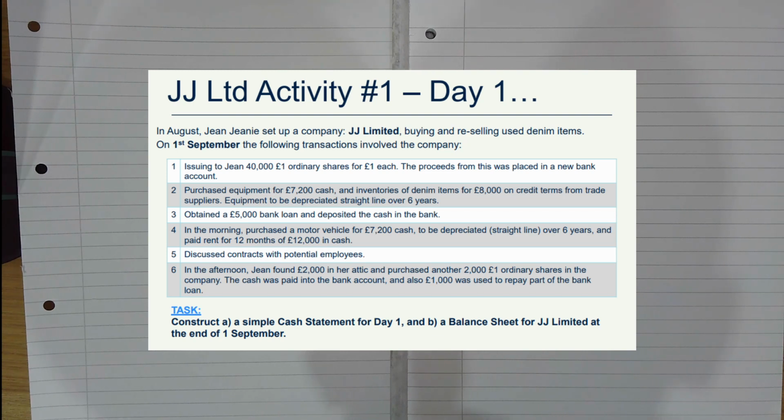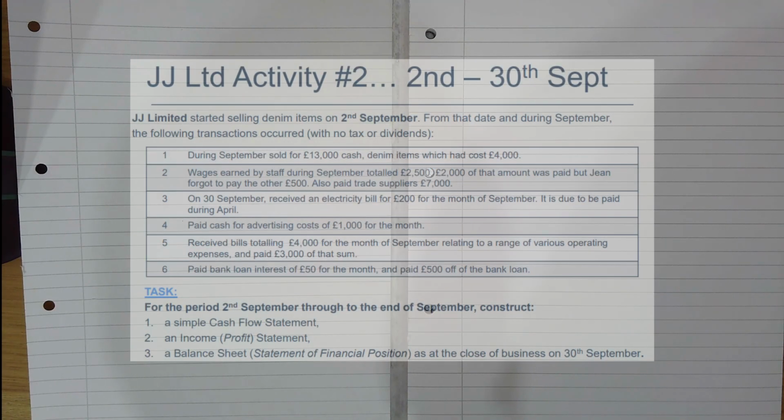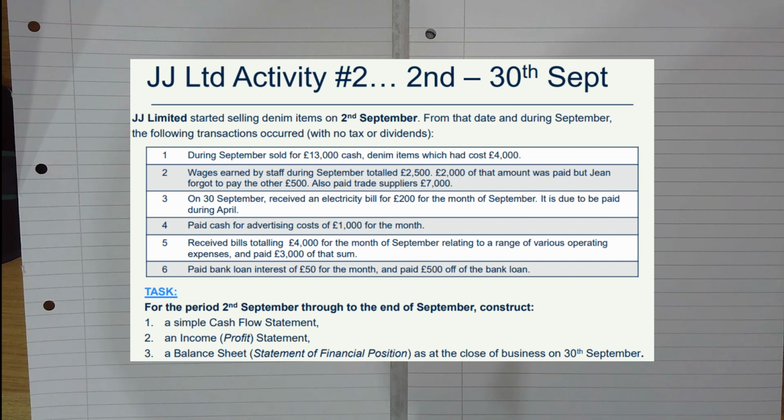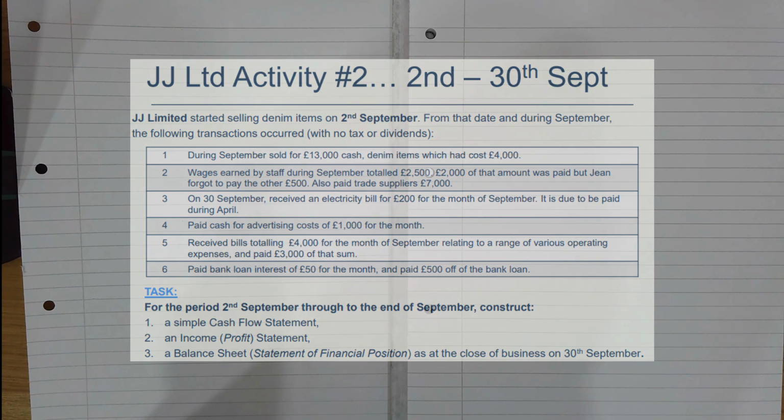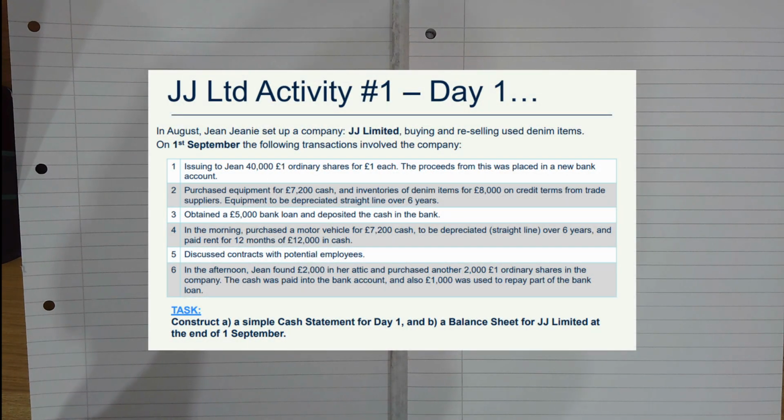And then once we've done that, we are asked to find another set of cash flow, income statement and a balance sheet for the period of the 2nd of September all the way to the 30th of September in that first month. So this is a little bit more involved than the previous case. But let's get started. It reads, in August, the company was set up, and it buys and resells used denim items.